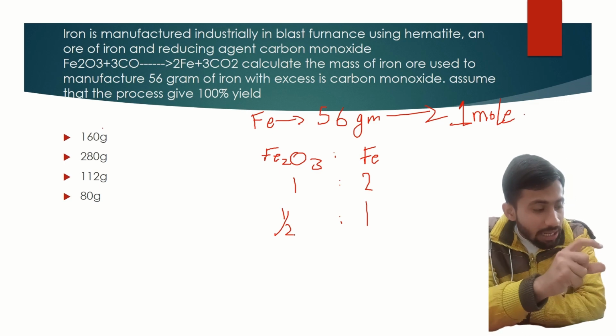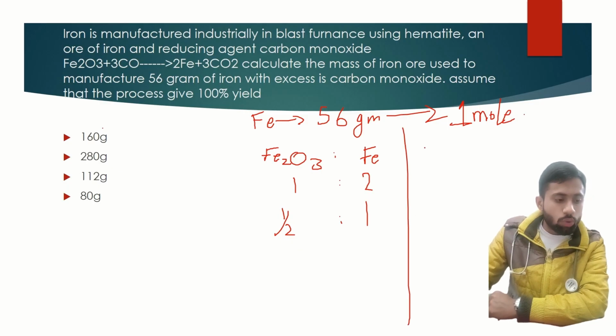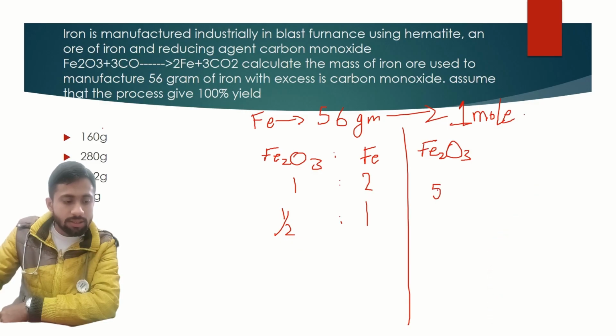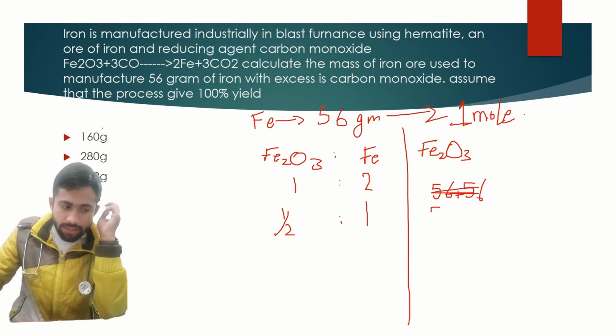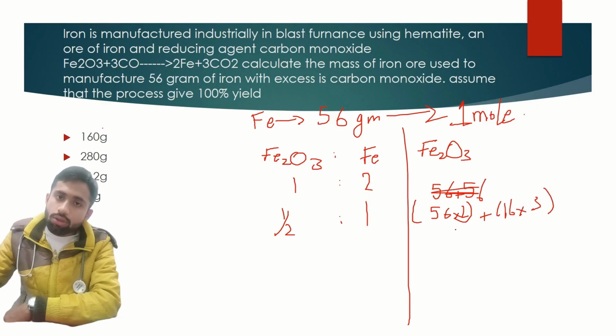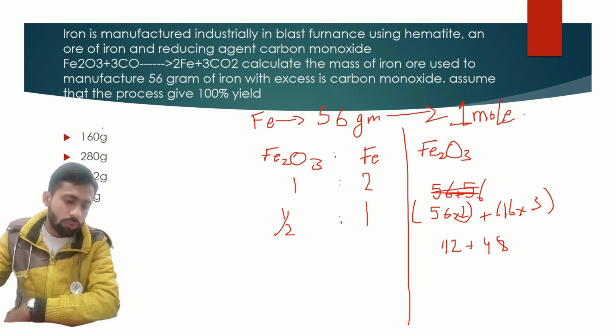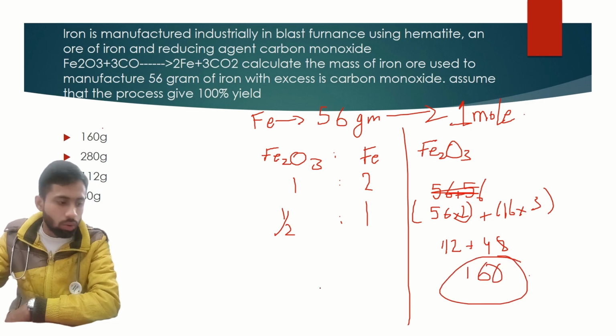So this is basically asking how many grams of ore you need. In order to find that, you need the molar mass. What is the molar mass of iron ore? That is Fe2O3: 56 plus 56, because there are 2 iron. You may also write it as 56 multiplied by 2 plus oxygen 16 multiplied by 3. 56 twos are 112, 16 threes are 48. What will the answer be? 112 plus 48, 160. So 160 is the molar mass of iron ore.